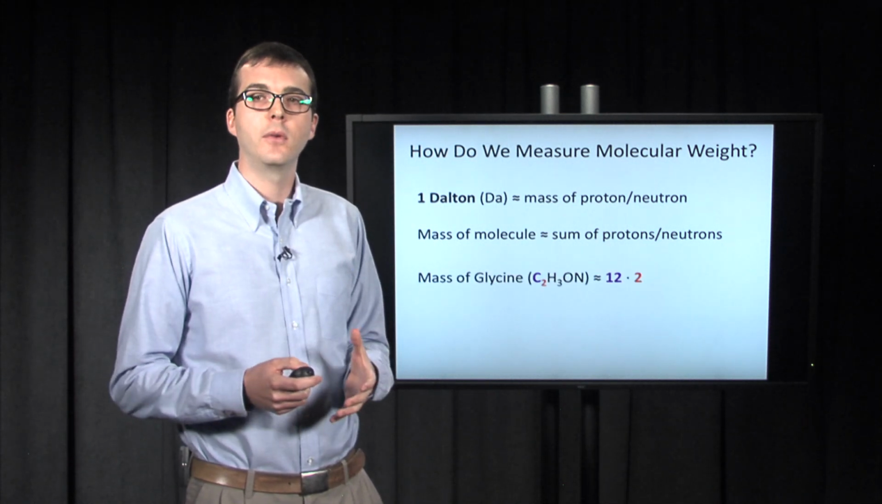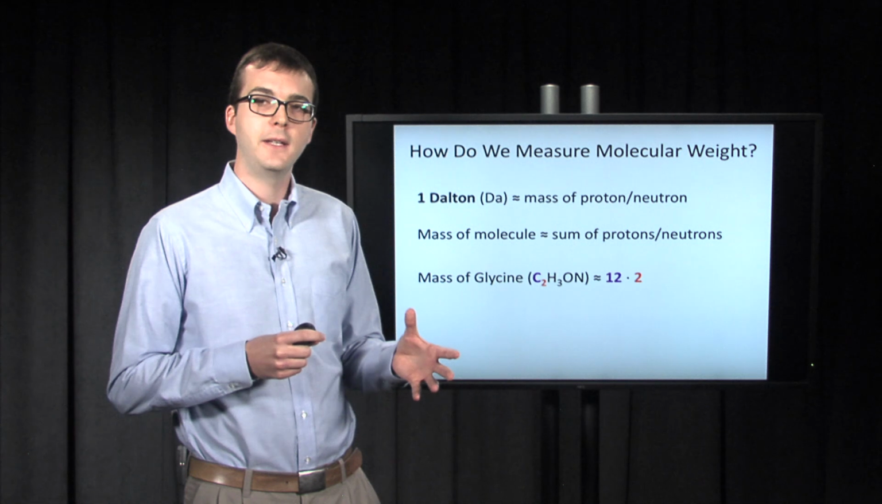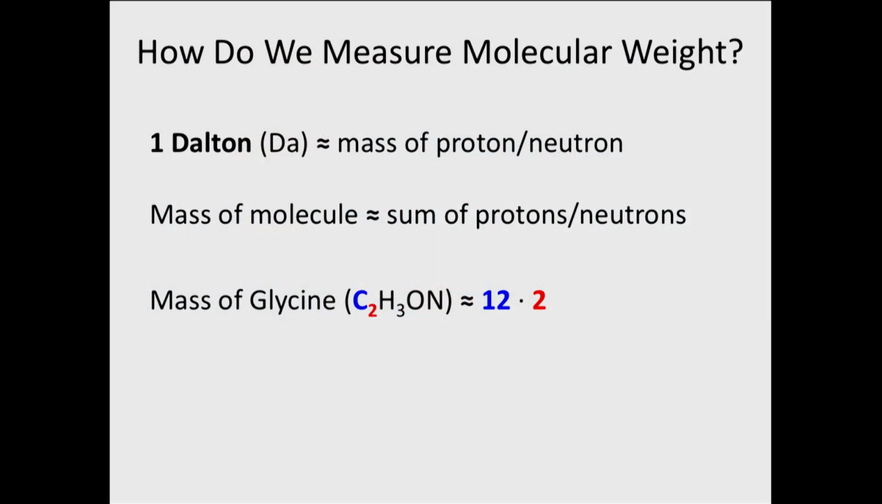So let's look at an example. Let's compute the mass of glycine. Glycine is an amino acid, and it has chemical formula C2H3ON. So it has 2 carbon atoms, and carbon has 12 protons and neutrons, so we do 12 times 2. Then we have 3 hydrogen atoms, each of mass 1. Then we have a single oxygen atom of mass 16, and a nitrogen atom of mass 14. So when we add these together, we get an approximate value of 57 Daltons.